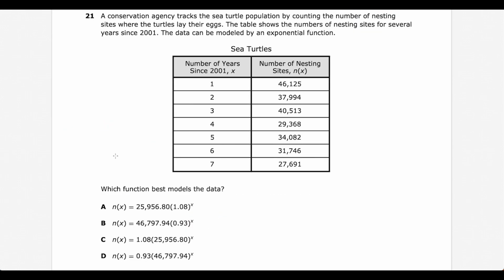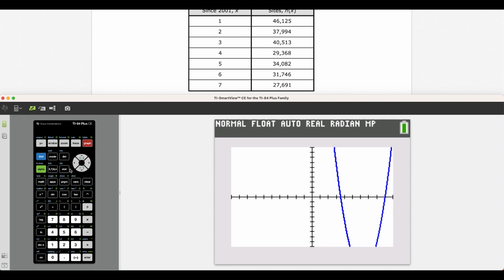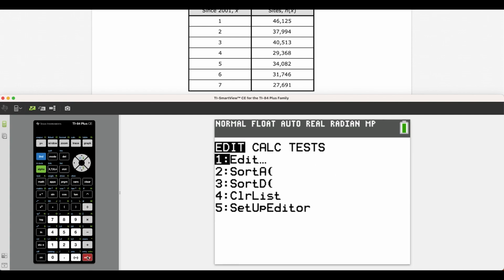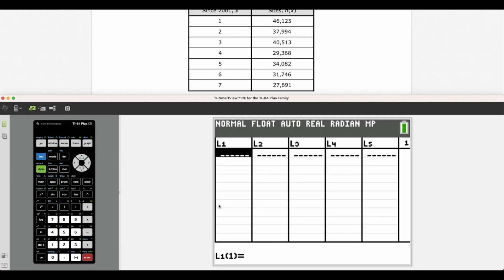So question 21, we have a conservation agency tracking sea turtles, and the data could be modeled using an exponential function. So what we want to do is find which function best models the data. Now we could do this by just typing in all of these functions, or we could generate the function ourselves using the calculator. So we're going to press stat and go over to edit. Then we're going to type the x values in the L1 column and the y values in the L2 column.